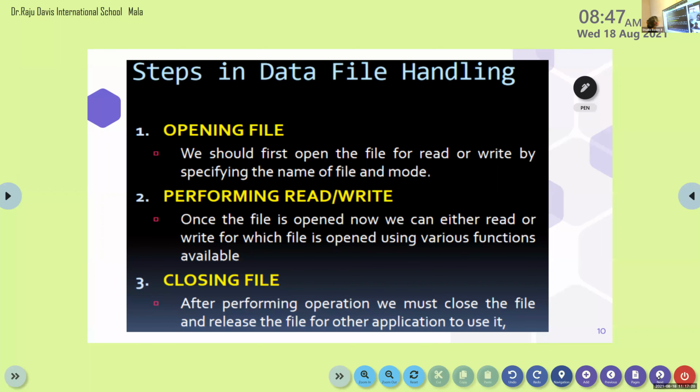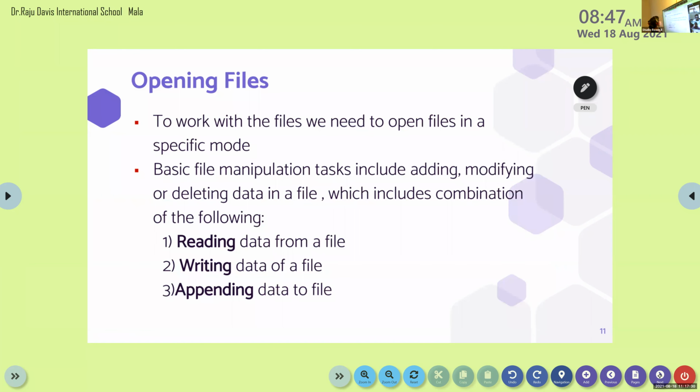So, like that, first we have to open a file. After that, we can perform our operation, which can be read or write. And after that, we have to close the file. Then, which is the function to open a file? Open. Okay. So, what are the combinations or manipulations that we can do in a file? We can read, we can write, we can append.